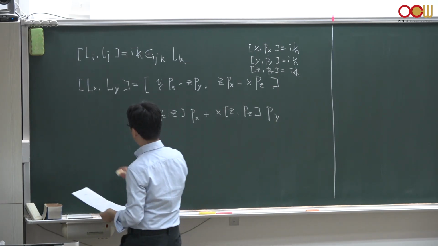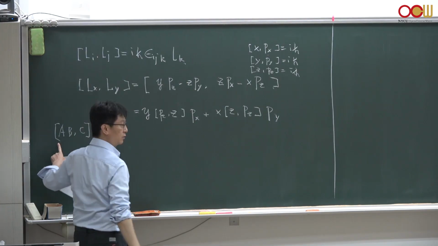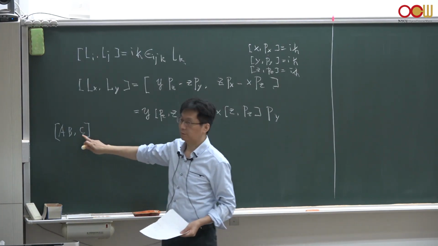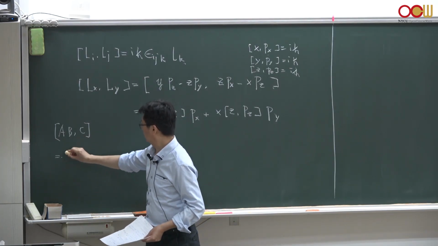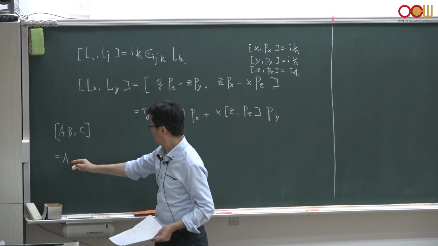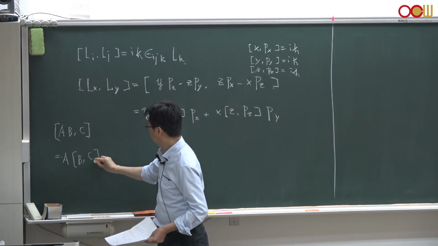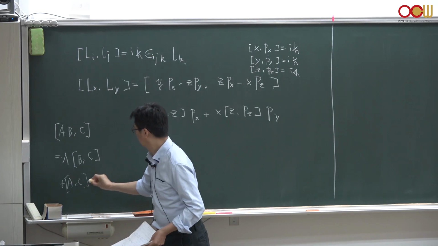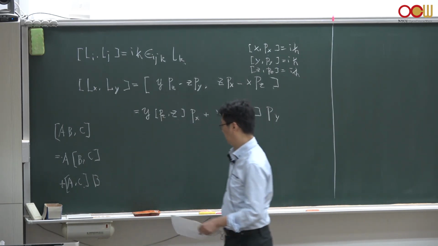right? Remember, when we calculate the commutator between a product of operators A and B and another operator C, we can take advantage of this identity: it is given by A on the very left multiplied by the commutator between B and C, plus the commutator of A and C multiplied by B on the right.